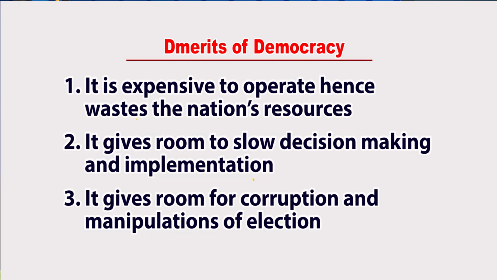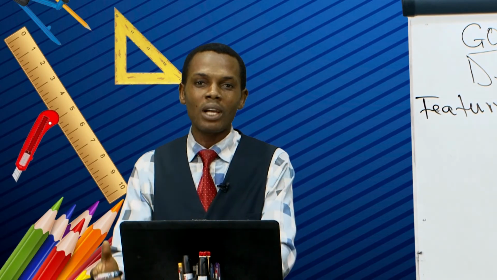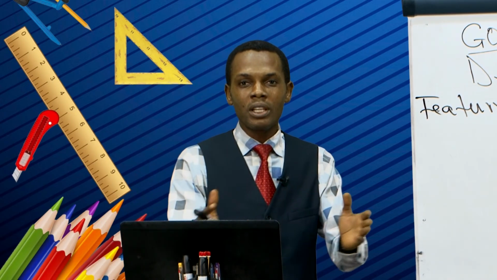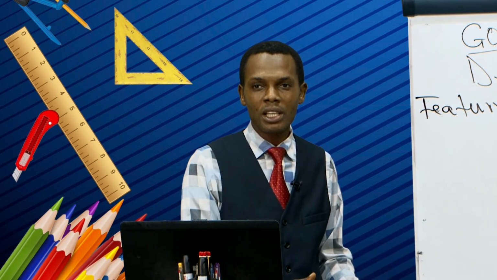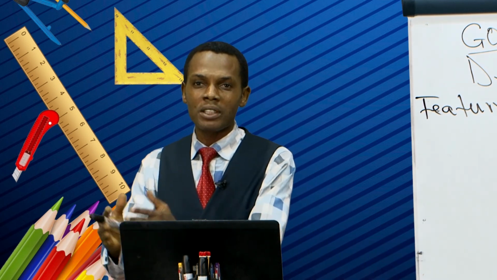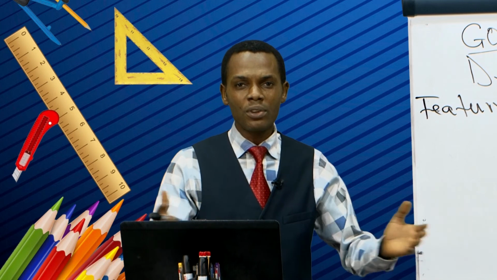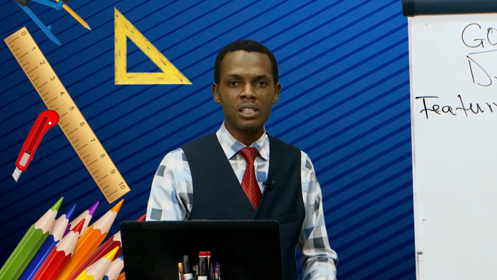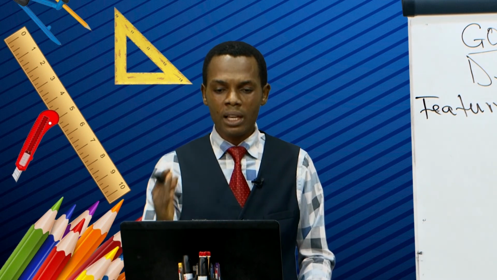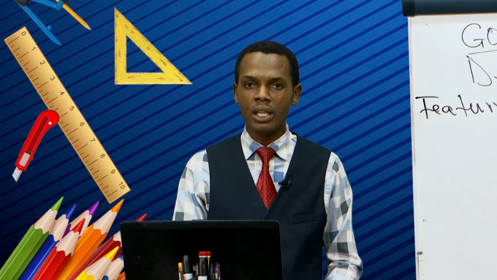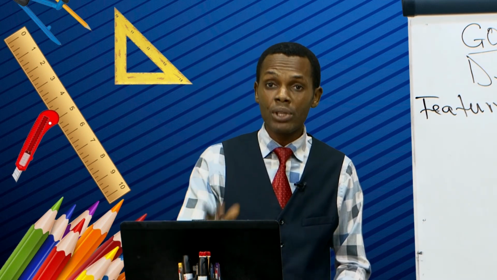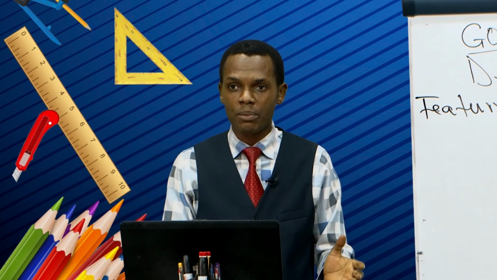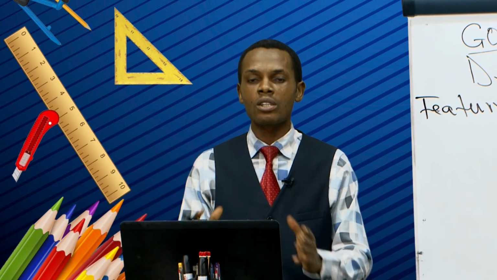Number two disadvantage, it gives room for slow decision making. Imagine we want to make a particular law. It has to pass through the 360 members of the House of Representatives and the 109 members of the Senate. The time it takes for this decision to be made is so long that before they conclude, many things might have spoiled. So there is slow decision making in a democratic setting, in a bid to satisfy everybody that participates in the process of government.